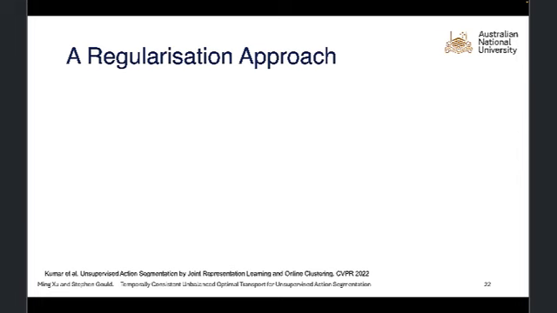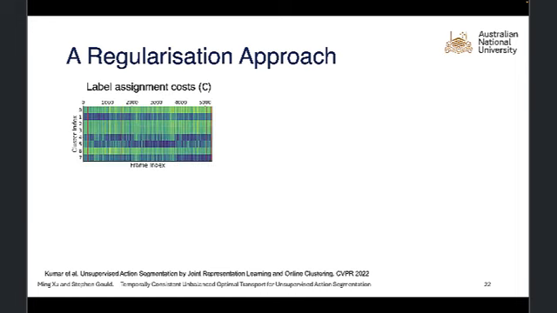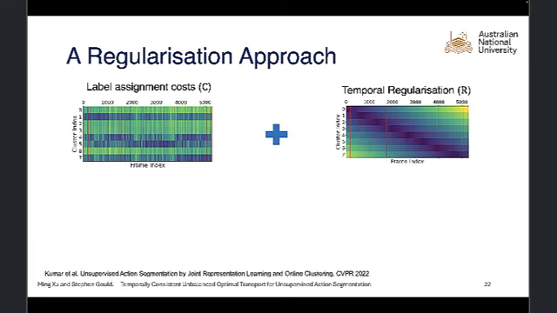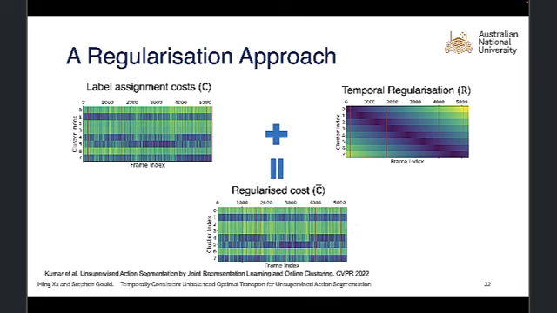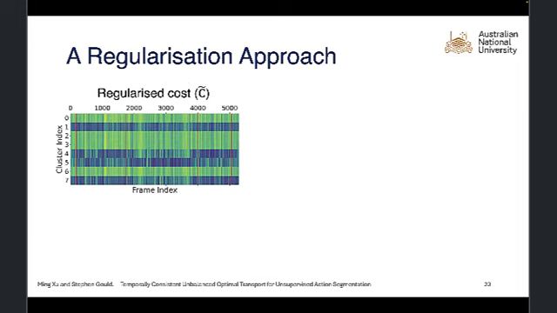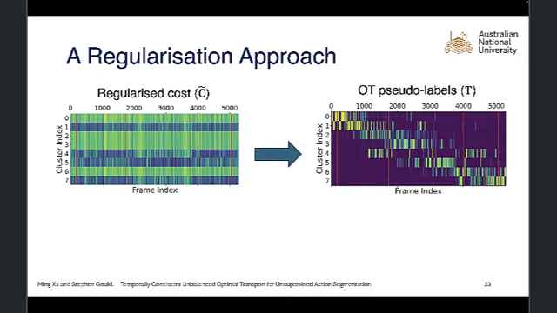Well, previous approaches, and here's an example by Kumar et al. for the action segmentation setting, apply regularization. So here again, we have a cluster assignment matrix, and the x-axis, by the way, is time, and we can actually add a temporal regularization term to this cost matrix to get this regularized cost. And you can see the temporal regularization is trying to bring the pseudo-labels into this sort of diagonal pattern.